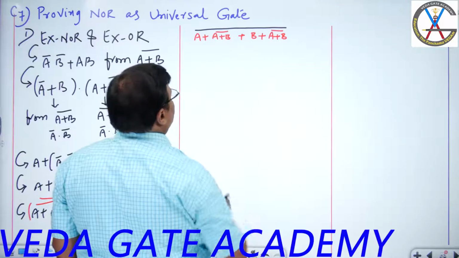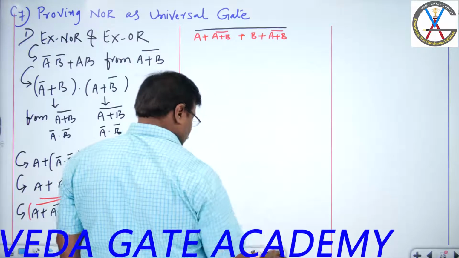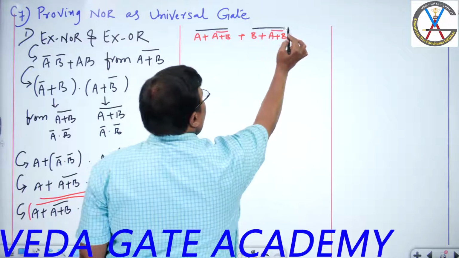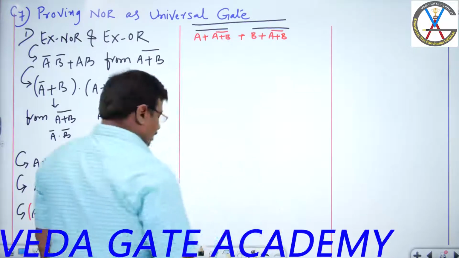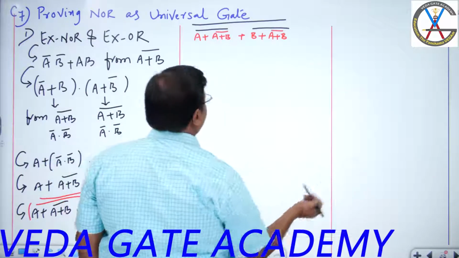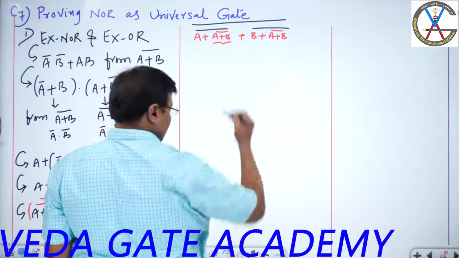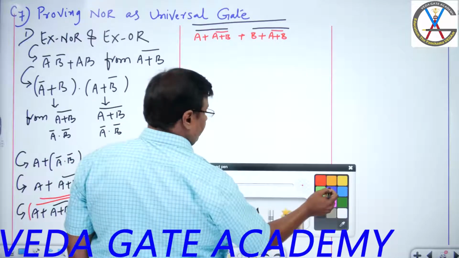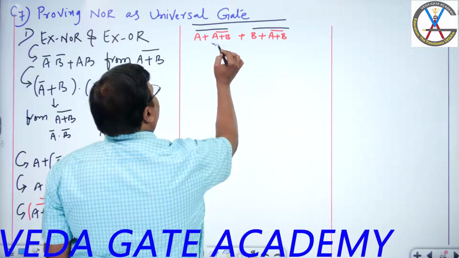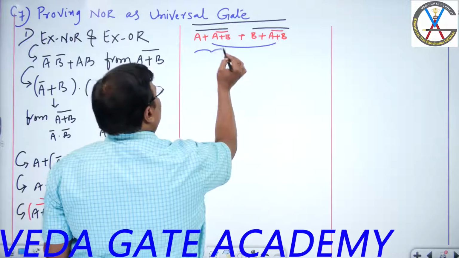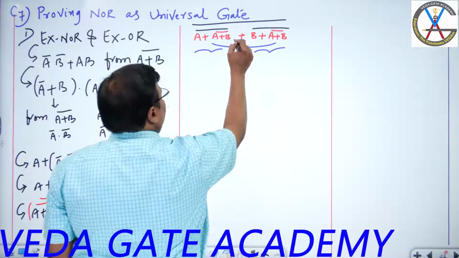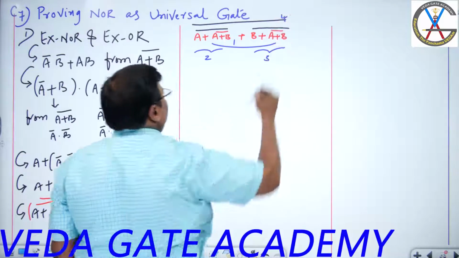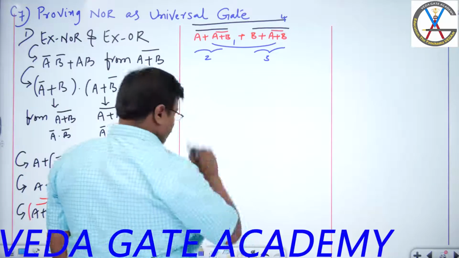Now how many NORs are there? I'm sorry. Here is bar, here is another bar, upon this over bar. How many NORs are here? This is 1, 2, 3, 4. 1, 2, 3, and this is 4. 4 NOR gates are used here. So let me draw the circuit.